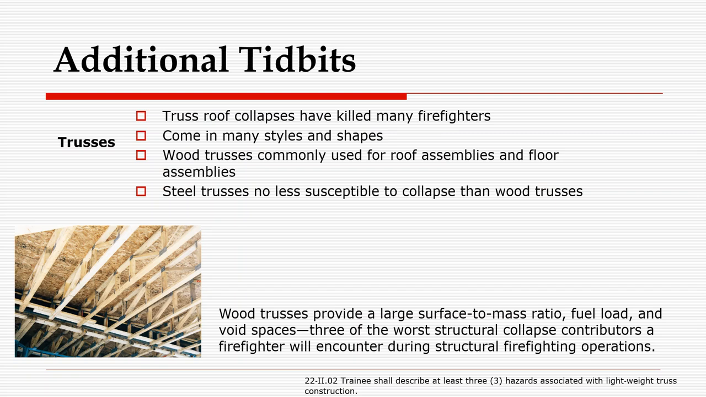Wood trusses are commonly used for roof assemblies and floor assemblies, meaning holding up the roof and holding up the floor, maybe from the first to the second. Steel trusses are no less susceptible to collapse than wood trusses. So any weakening in that system, whether it's a wood or steel truss, can create a collapse hazard for firefighters. Wood trusses provide a large surface to mass ratio, fuel load, and void space, three of the worst structural collapse contributors a firefighter will encounter during structural firefighting operations.